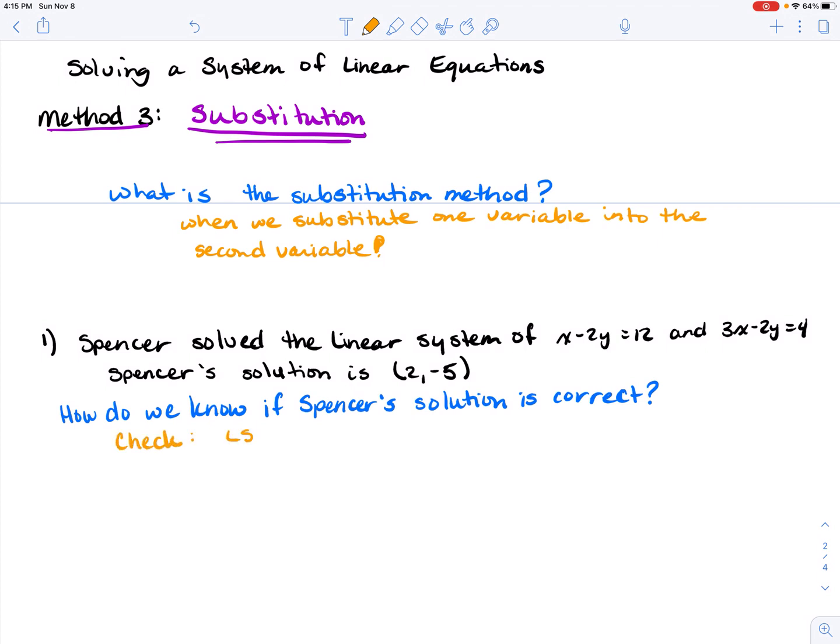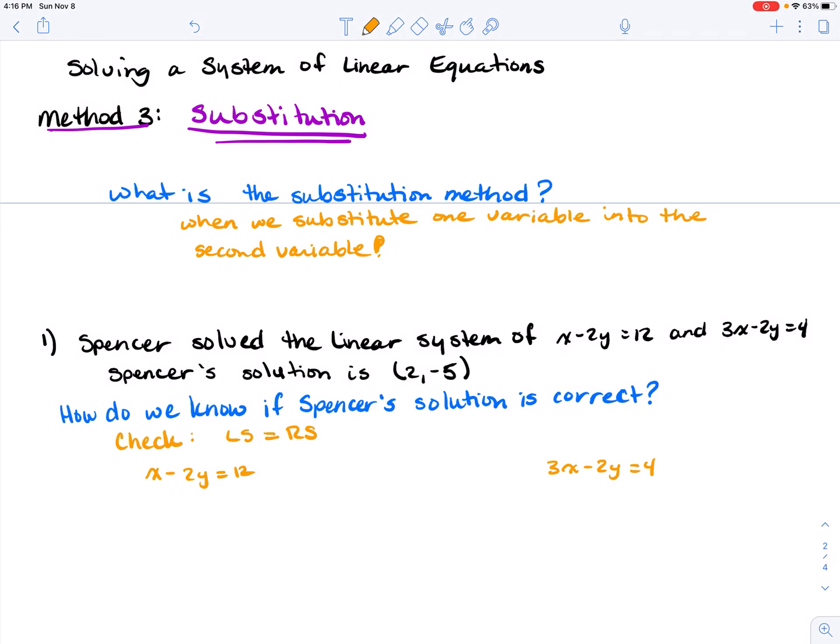which means we check to see if the left side equals the right side, and we have to do this for both equations. So we have x minus 2y equals 12, and then we have 3x minus 2y equals 4. So let's check if Spencer's solution is correct by putting x equals 2 and y equals negative 5 into each of the equations. Let's start with the first one, x minus 2y equals 12.